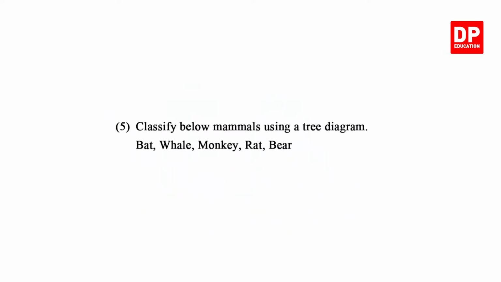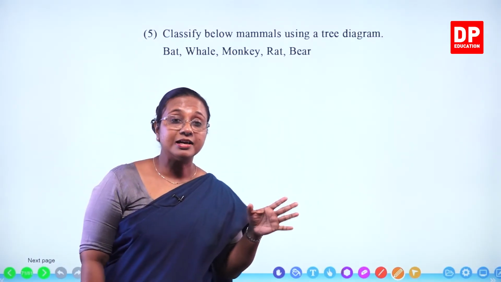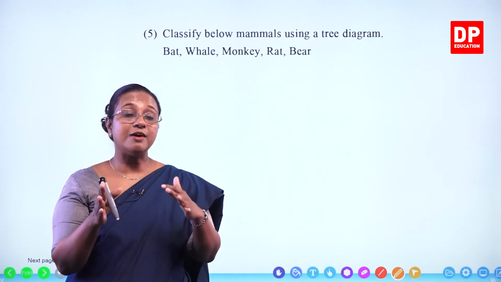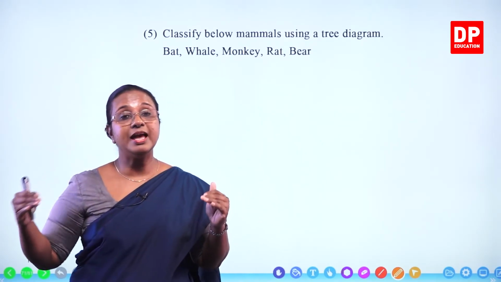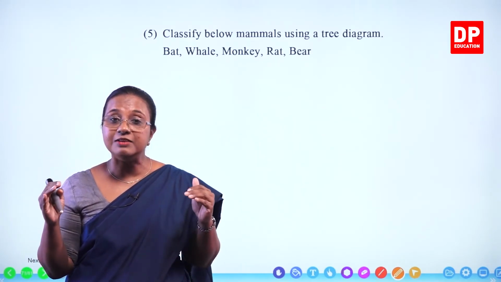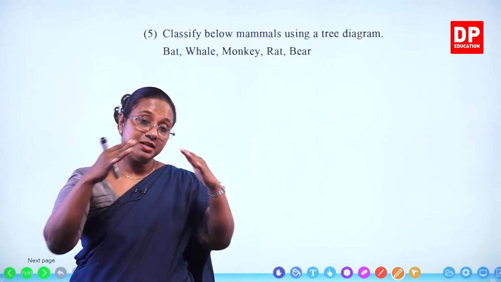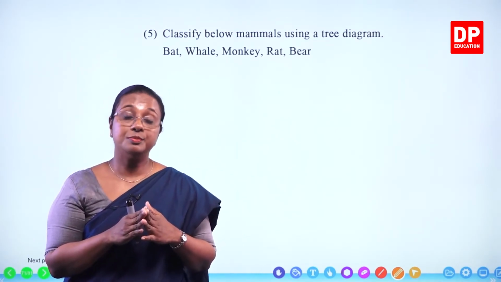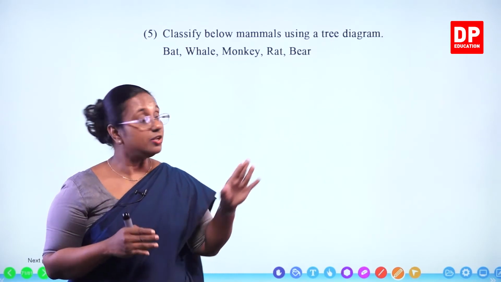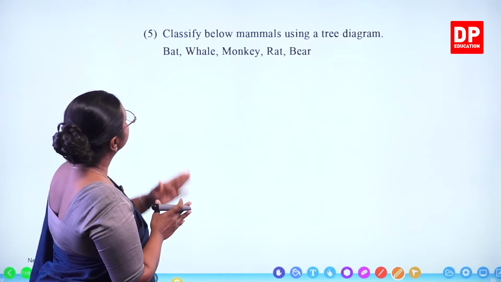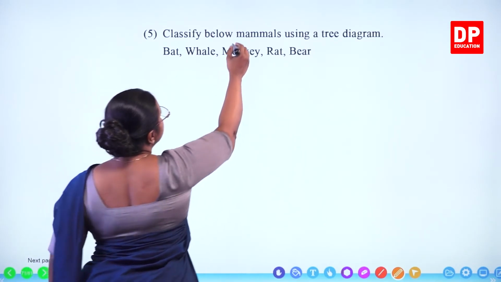This is the last question. Classify below mammals using a tree diagram. Now, you all are familiar with tree diagrams and dichotomous keys. If you use the dichotomous key, you have to say something is present and that is absent. So, you can only divide it into two. But with a tree diagram, you can sometimes divide it into more than two branches also. So, I will use a classification like that to divide these organisms. So, classify below mammals. All of these are mammals.